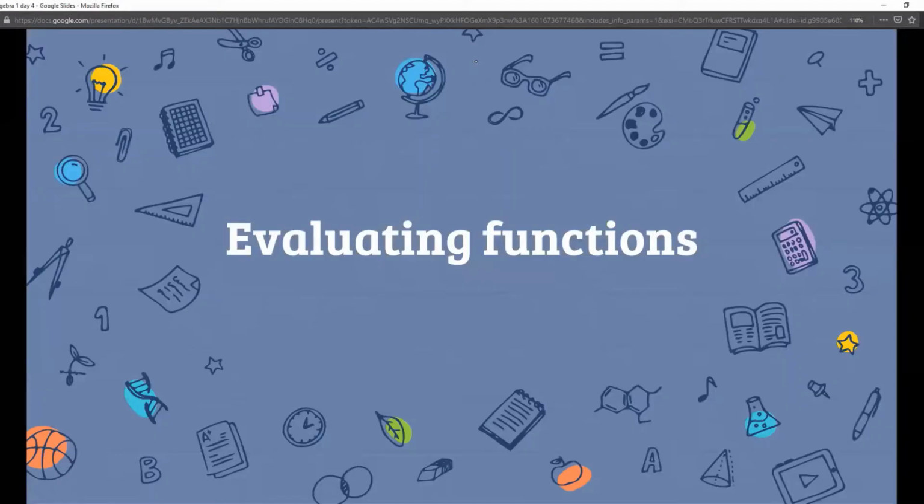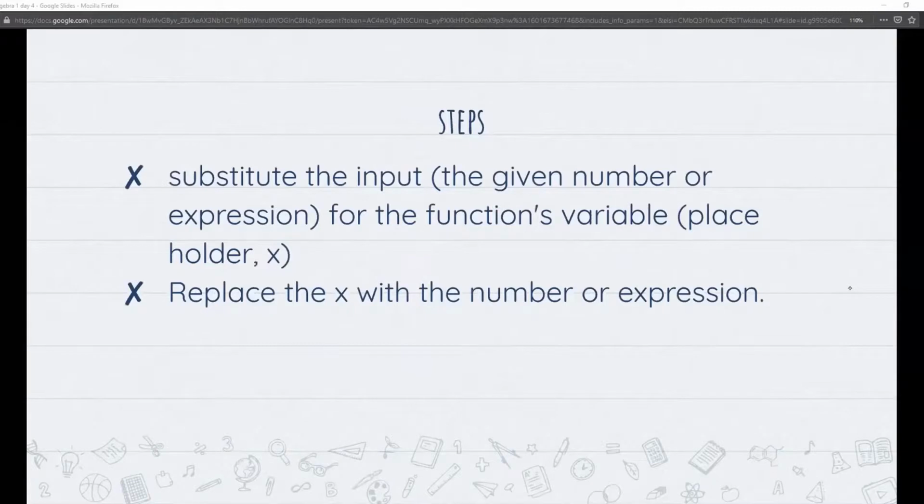Now we're going to go to evaluating functions. So the steps to evaluating functions is to substitute the input, the given number or expression, for the function's variable placeholder x or any letter. If it's like A, C, Z, whatever, it's a placeholder. And then you would replace your placeholder with the number or the expression.